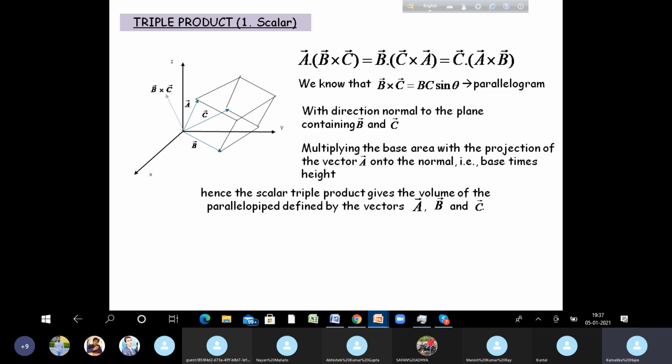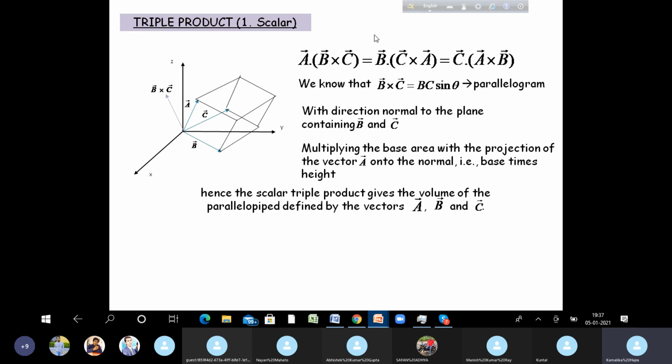So this is what we get when we take the scalar triple product of the vectors A, B and C. When you are asked to find the scalar triple product of three vectors, what you get is the volume of the parallelepiped formed by the three vectors.